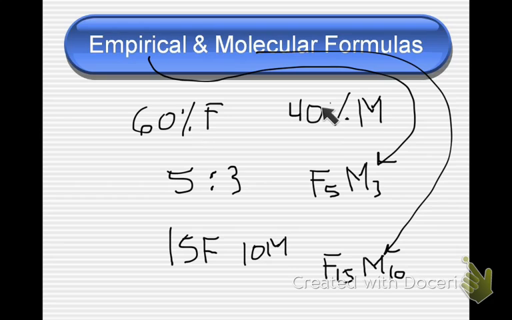So our percent composition tells us what percent of each there is in the classroom. And a 5 to 3 ratio means that there's F5M3 for the empirical formula, which just tells us the ratio of girls to guys, or atom to atom. And then finally, when we get the actual count, F15M10, that would be the molecular formula.